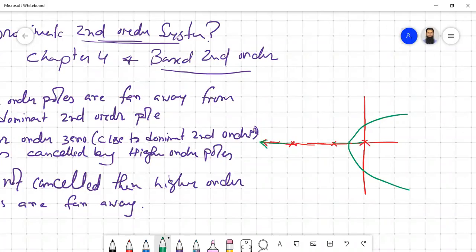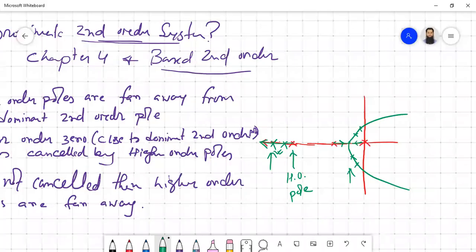What it says is that these are the dominant second order poles, and they are determining the transient behavior. This one is a higher order pole, maybe a third order pole, or even fourth, fifth, or higher order is possible. What they are approximating is that the higher order pole is far away from these two dominant poles. Say in the next instance, they are here and this is here. This is an even better approximation.